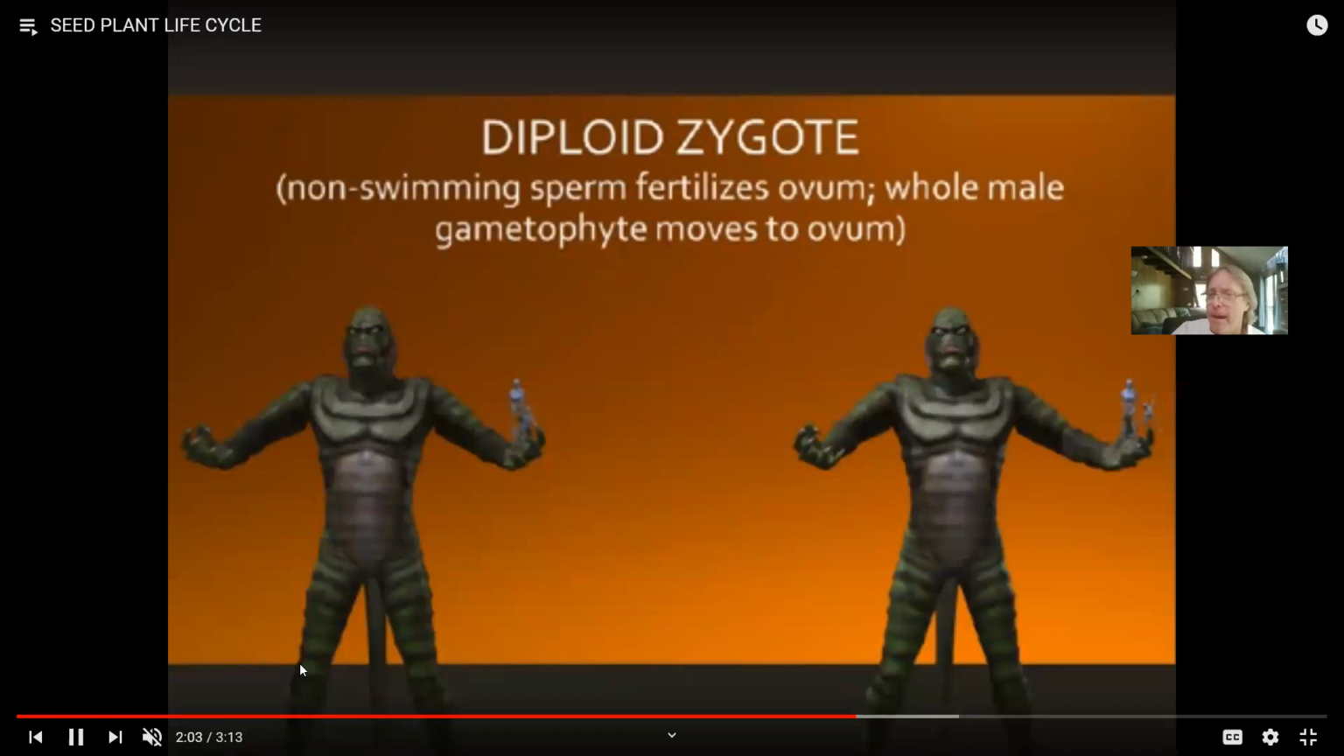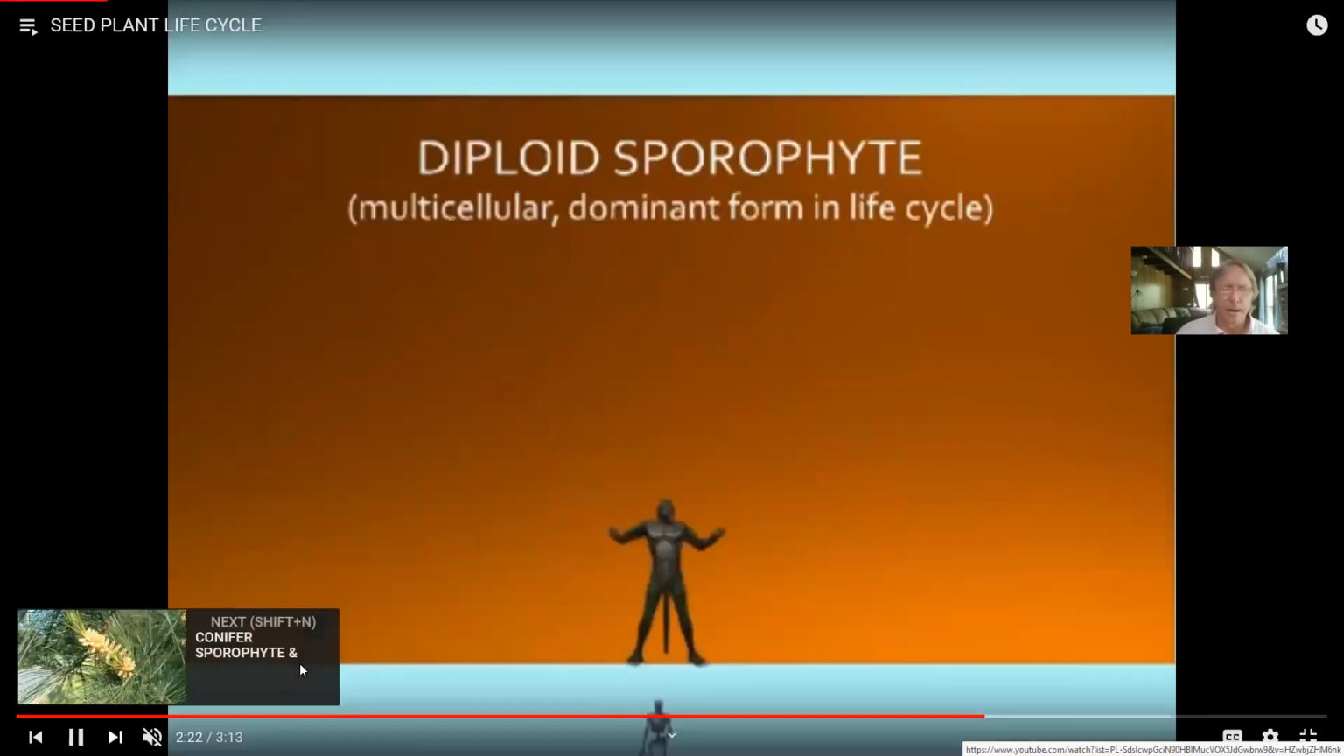When the pollen reached the female parts of the flower or the female cone, then the fertilization results in a new diploid organism. So let me just review this in both conifers, which are gymnosperms, and then a flowering plant. Okay.